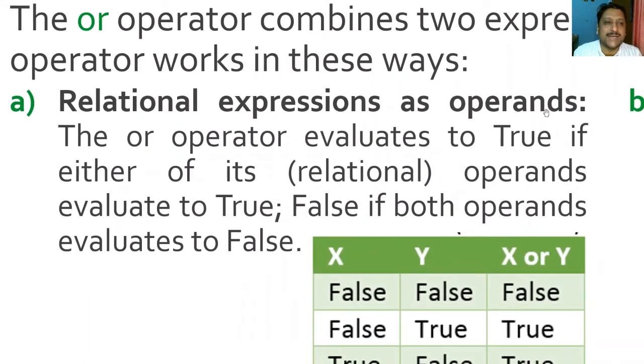Relational expressions as operands. Suppose we are using more than one relational expression, and to combine these relational expressions we can use this OR logical operator. Then what will happen? The OR operator evaluates to true if either of its operands evaluates to true. If any one of the relational expressions is true, then it will give you the complete true result, and in the rest of the cases it will give you false.